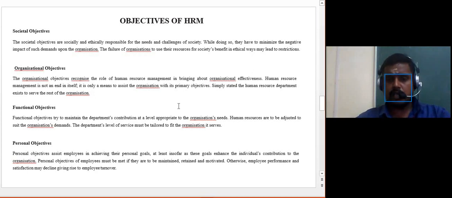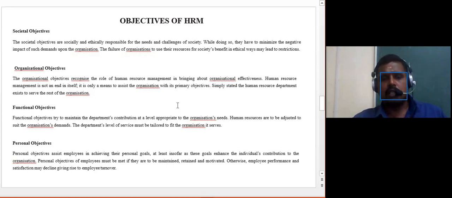So the human resources are able to adjust it to suit the organization's demand. The department's levels of service must be tailored to fit the organization it serves. And the personal objectives assist employees in achieving their personal goals, at least insofar as these goals enhance the individual's contribution to the organization. So the personal objectives of employees must be met if they are to be maintained, retained and motivated. Otherwise, employee performance and satisfaction may decline, which gives rise to employee turnover.